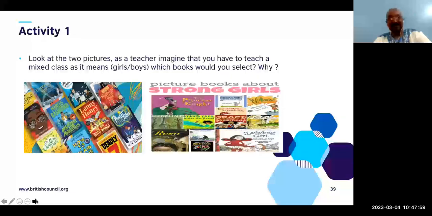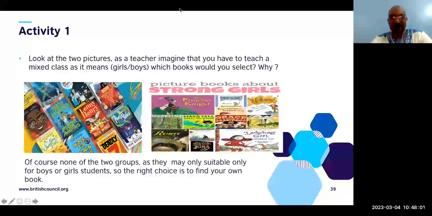Of course, none of the two groups, as they may be suitable only for boys or only for girls, so the right choice is to find your own book. It's very important for teachers to know what kinds of books, what source of books you are going to use. Yes, next slide, please.